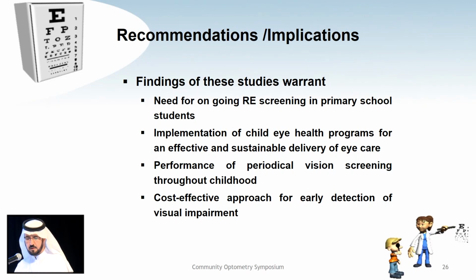Our recommendations from the findings of these studies are an ongoing refractive error screening in primary school students, implementation of a child eye health program for effective and sustainable delivery of eye care, periodical vision screening throughout childhood, and a cost-effective approach for early detection of visual impairments.